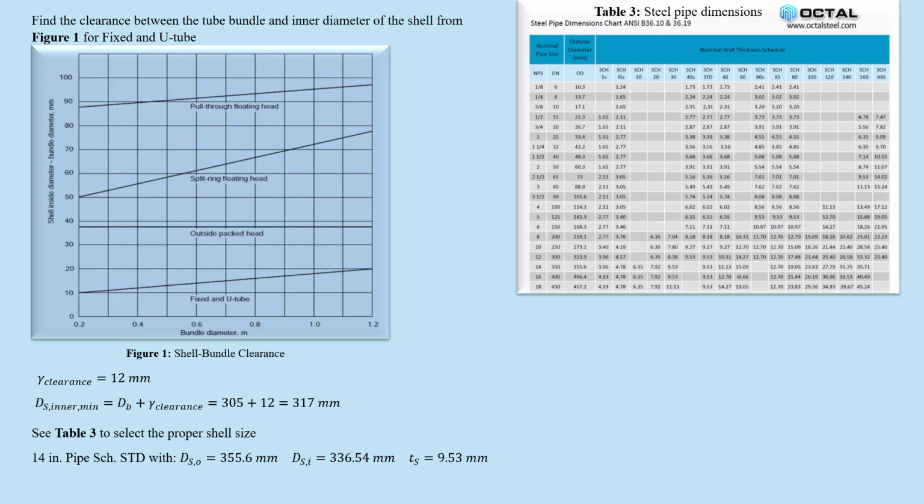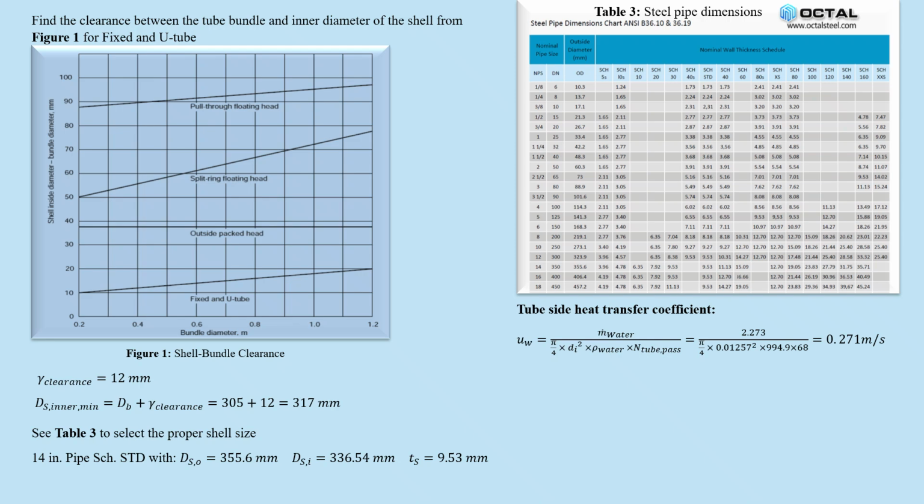Of course, with the aid of this table, we may find that the nearest size of pipe to be used as a shell is the 14-inch pipe schedule standard with the inner diameter 336.54 millimeter and a shell thickness of 9.53 millimeter.